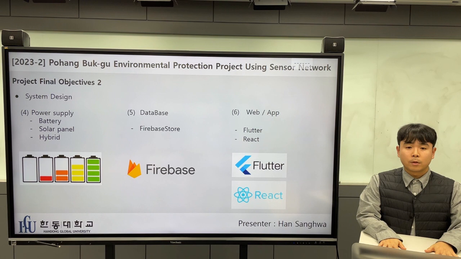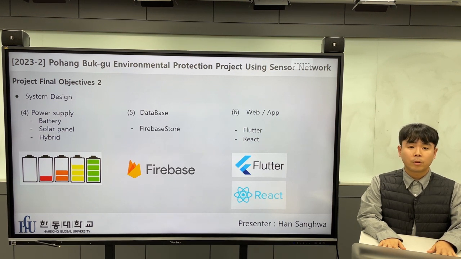Fourth, about power supply. Power supplying to the sensor node is the most difficult part of this project. It is necessary to find a proper power source with an appropriate replacement cycle so the sensor node can be operated steadily. Fifth, the database. The sensor node transmits data to the Firebase database, so data can be continuously collected in the database to identify seasonal or periodical changes in formaldehyde.